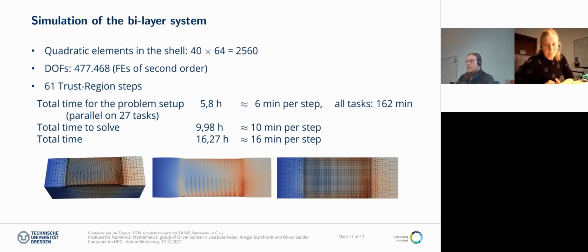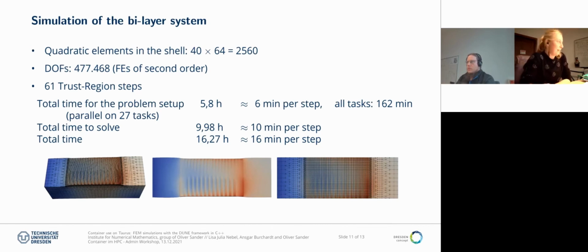Here I already parallelized the step where I set up the problems on 27 tasks on one node. And this is already a huge improvement, because now it takes 6 minutes per step to set up the problem and 10 minutes to solve it, so a total of 16 minutes per step. And if I would have to do that not in parallel, or even on my local machine, then it would take much longer.